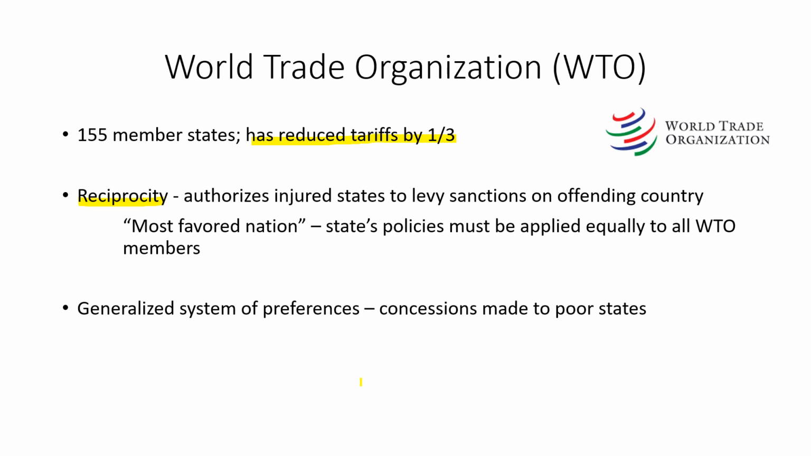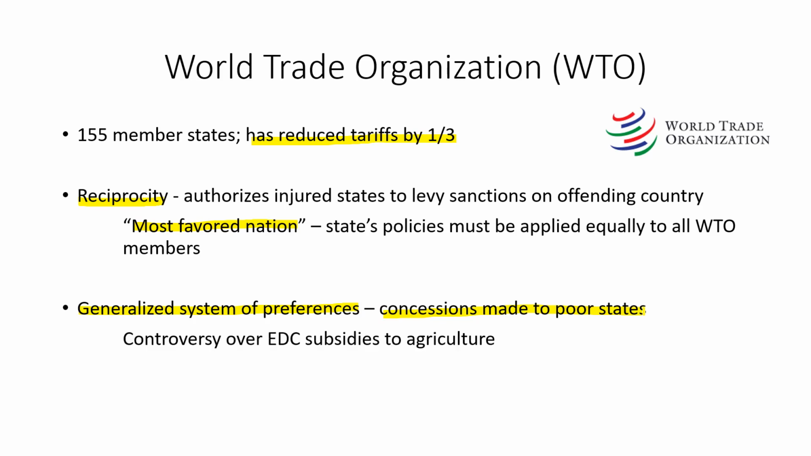They have what is called the most favored nation status, where the state's policies must be applied equally to all WTO members, but they do have what is called a generalized system of preferences, where concessions are made to poor states. And just like when the United States spent 100 years plus protecting their economy in order to build up their industry, the WTO understands that, yes, poor countries are going to have some advantages here and there in order to try to build up their domestic industries and then be able to compete more on the global market.